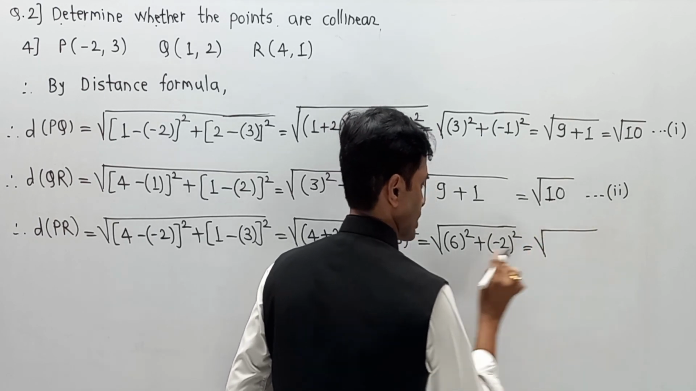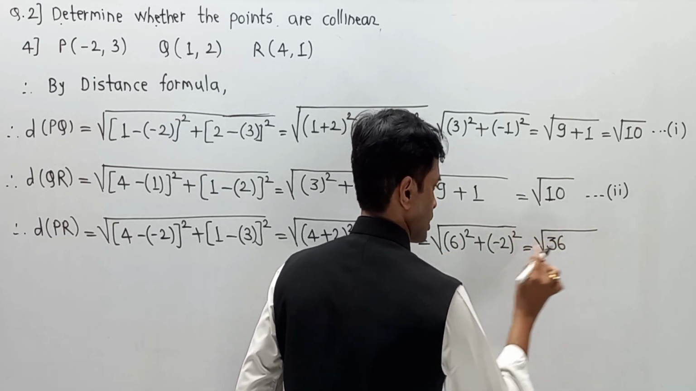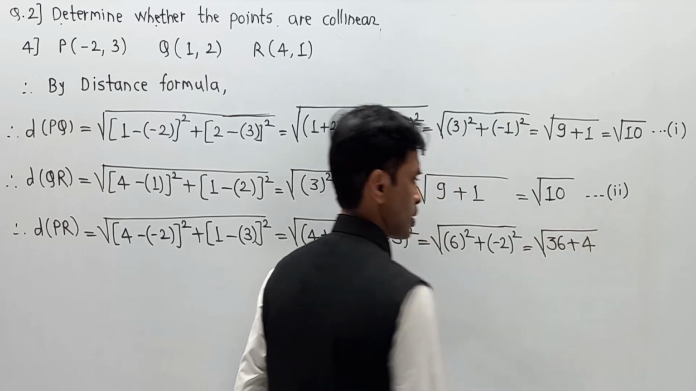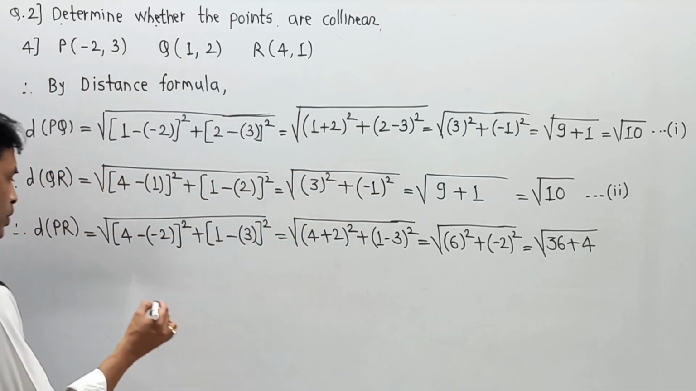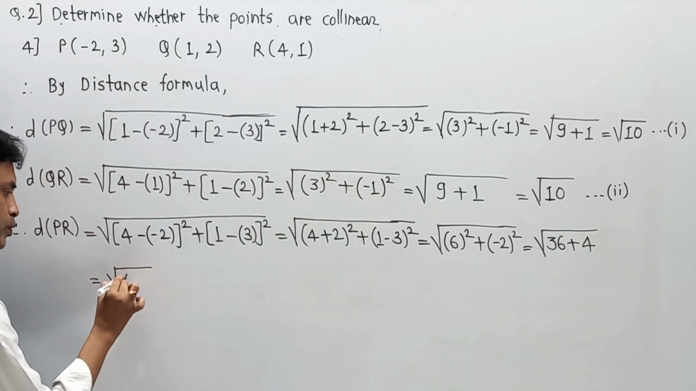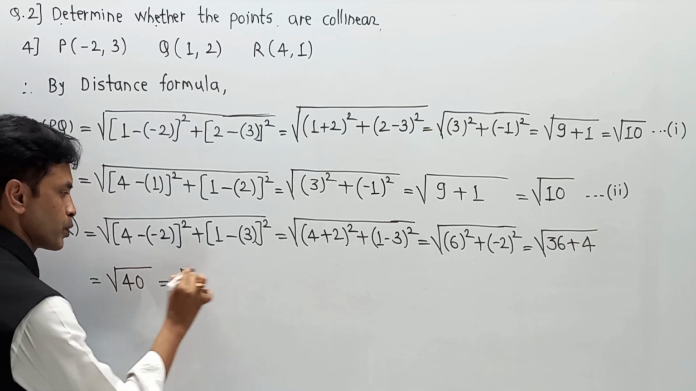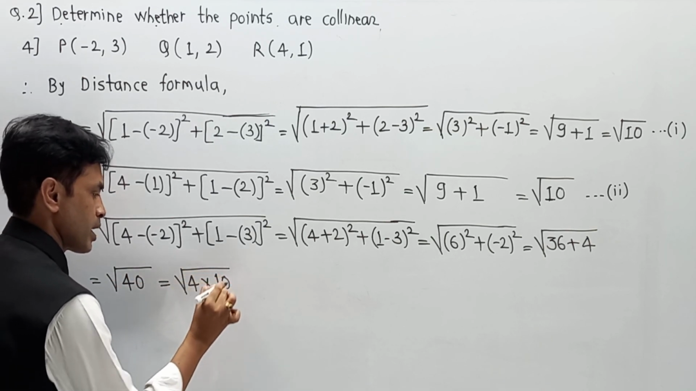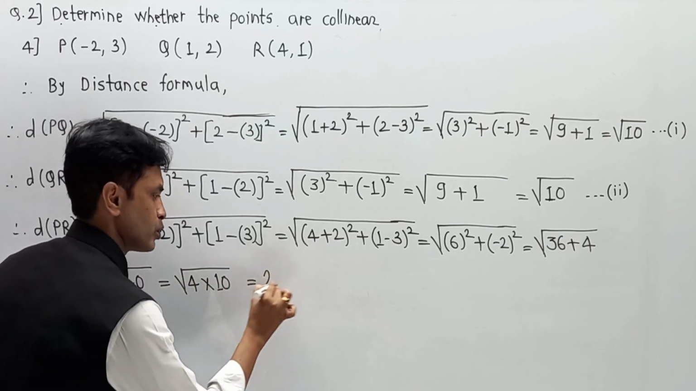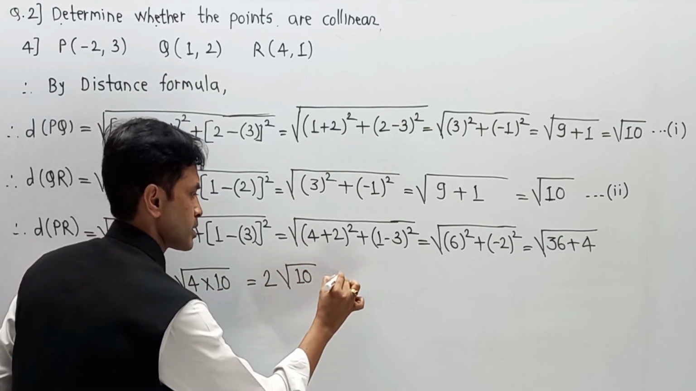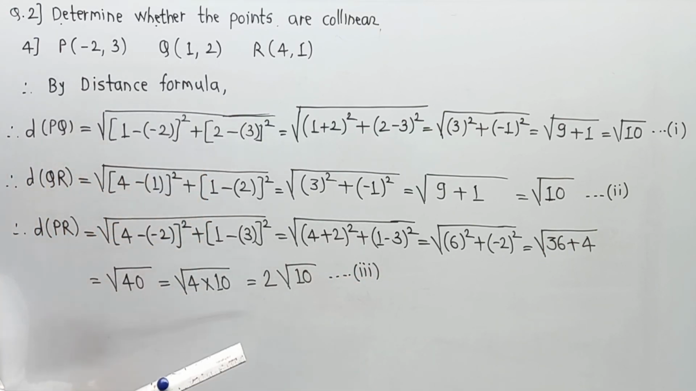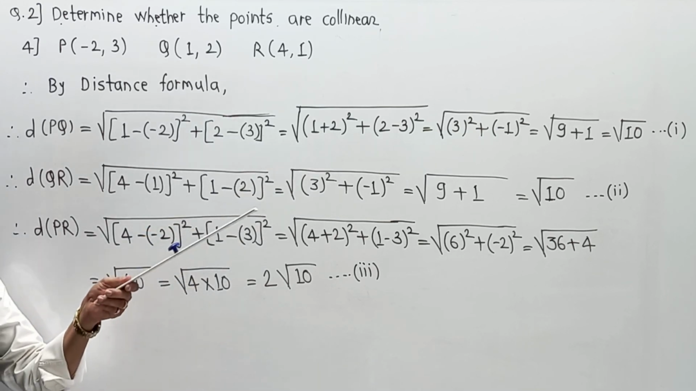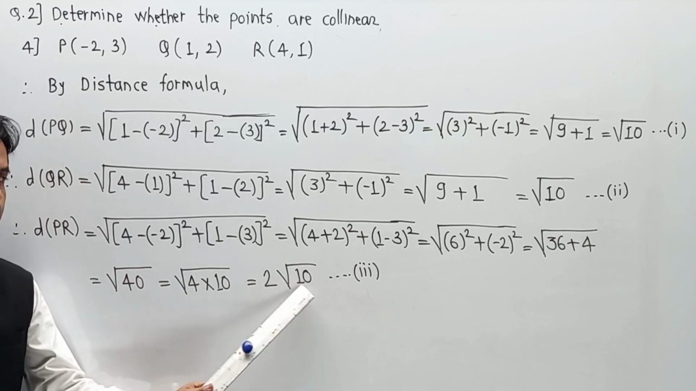6 square is 36 plus 2 square is 4, because again minus 2 square is plus 4. 36 plus 4 becomes 40, root 40. Root 40 means 4 into 10, and this 4 will come outside as a 2 and this root 10 remains as it is. I am going to call it equation number 3. Now these are the 3 equations which are available for evaluation with the comparison. The first value is root 10, the second value is also root 10, and the third value is 2 root 10.